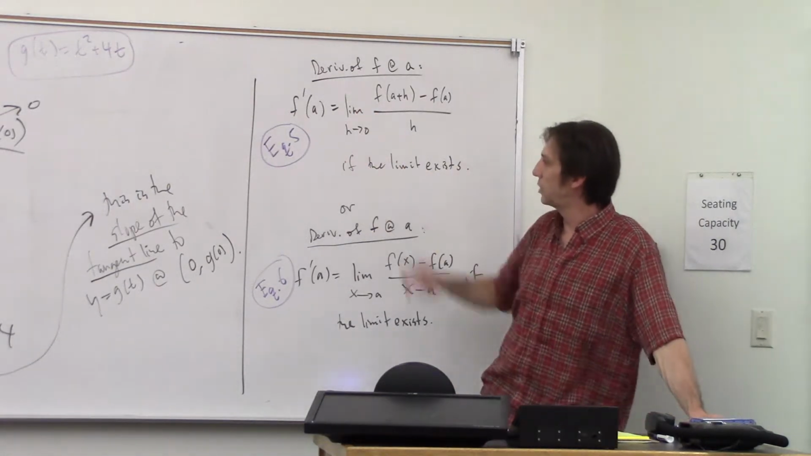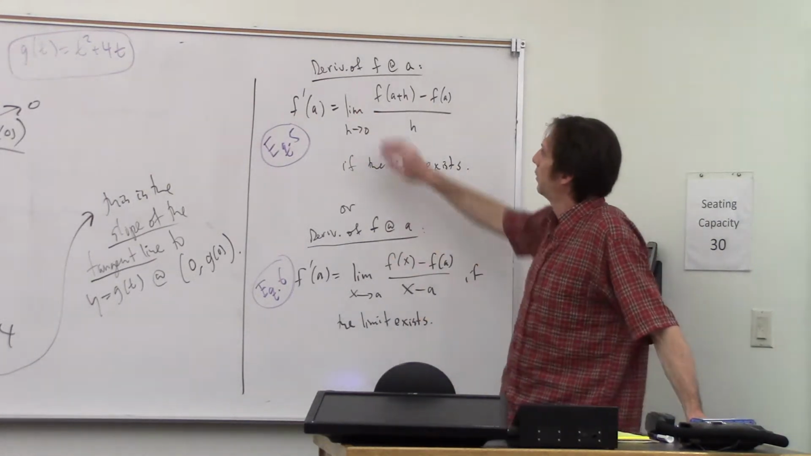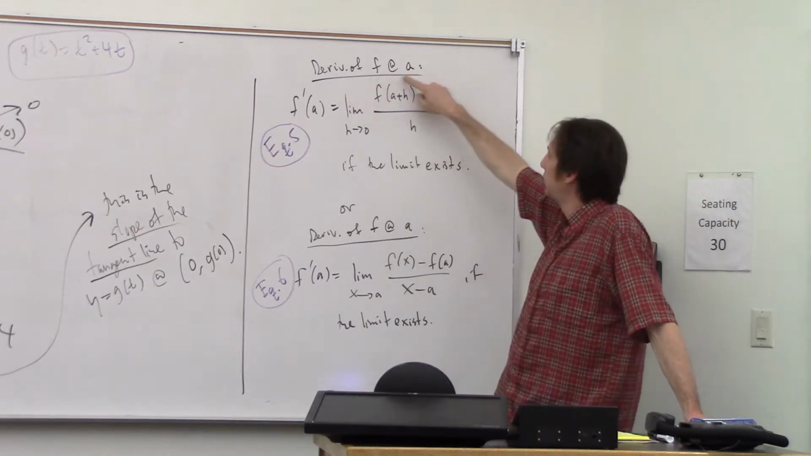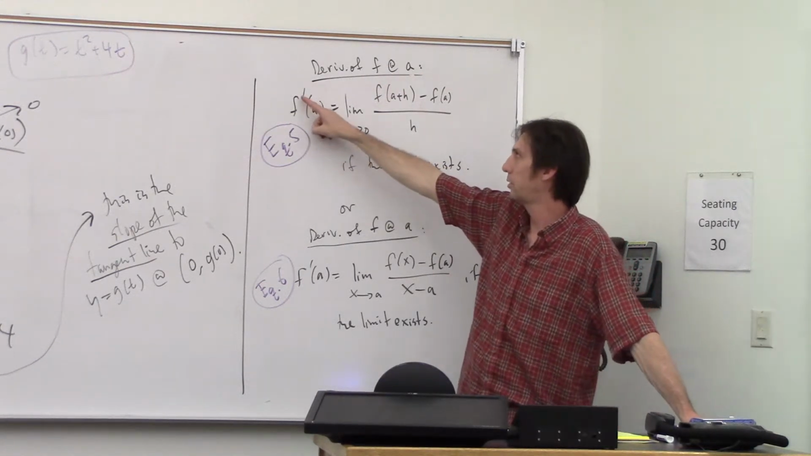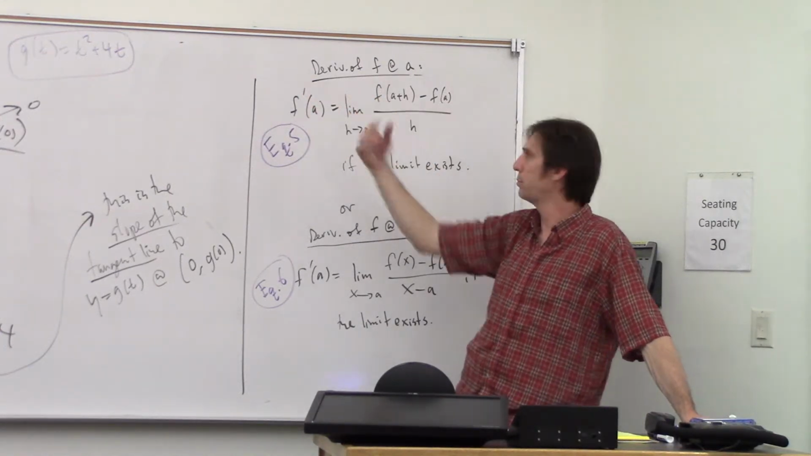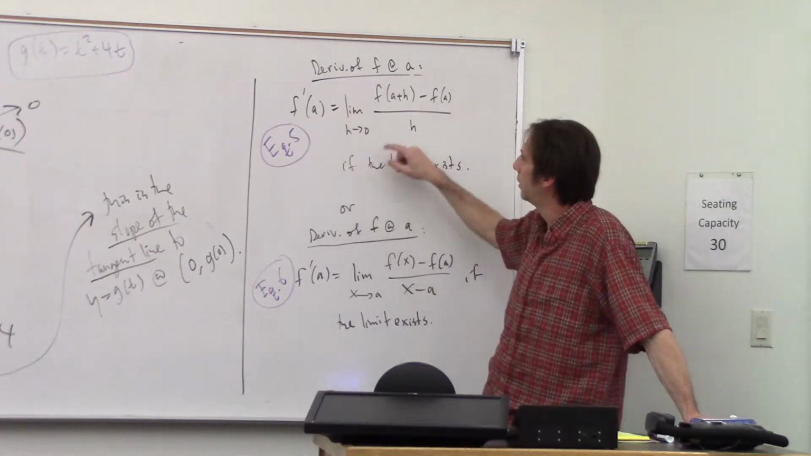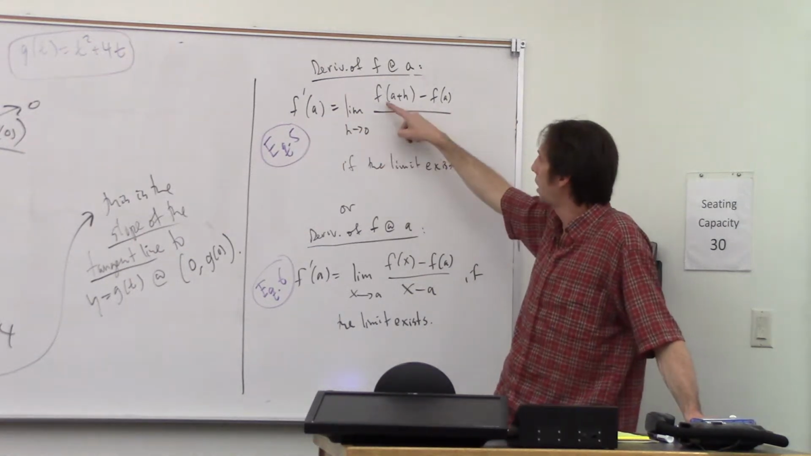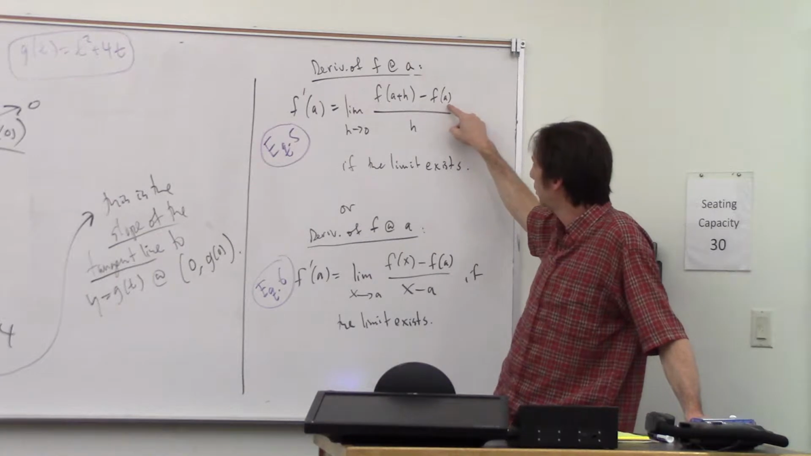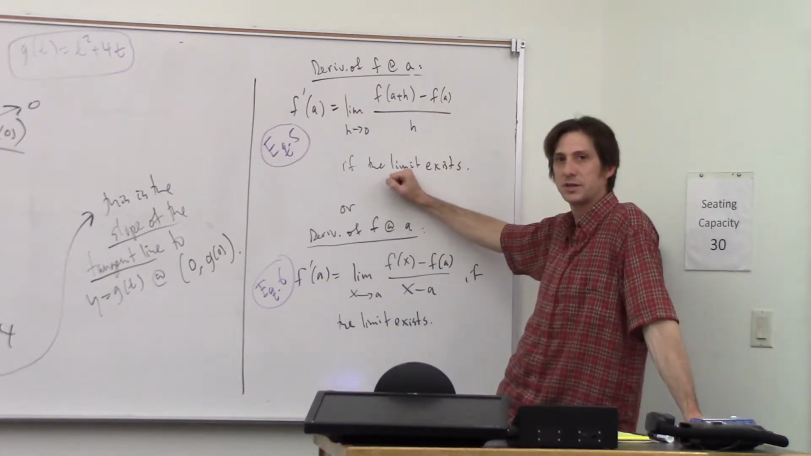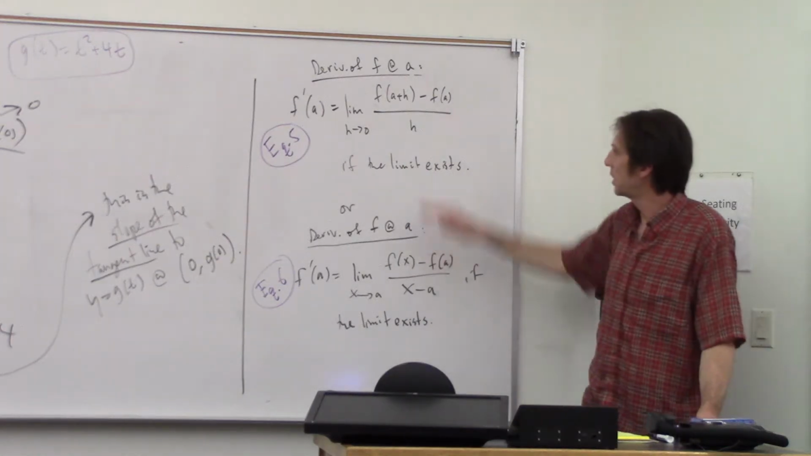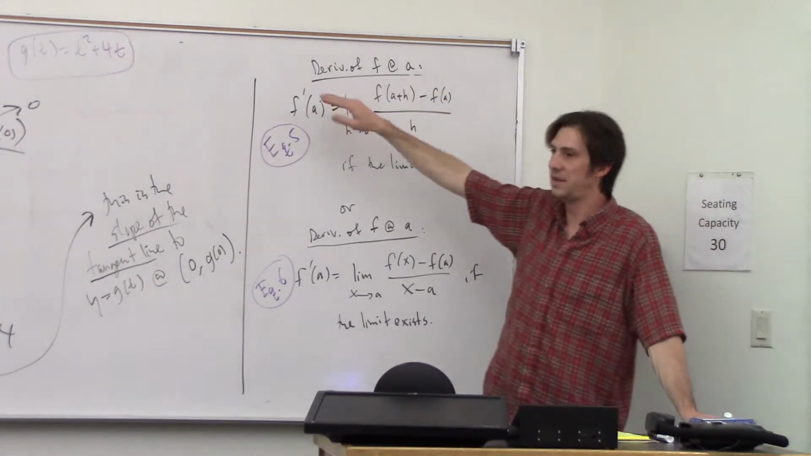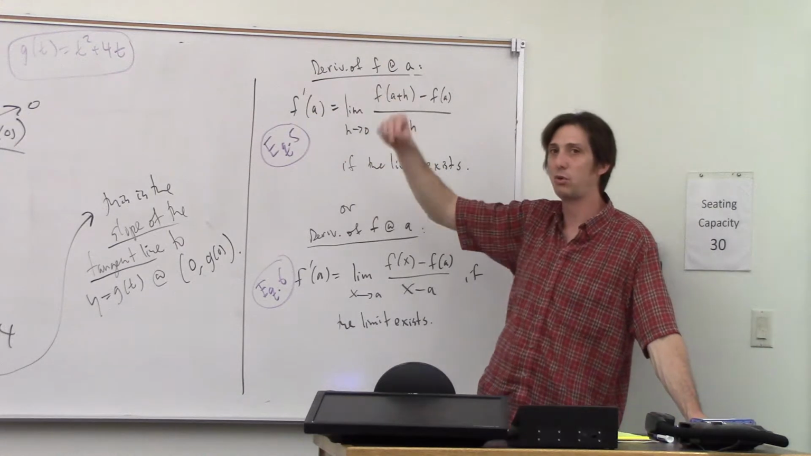In particular, here's equation 5 from the section. The derivative of the function f at the number a is f prime of a. This apostrophe here is called prime. So f prime of a is the limit as h goes to 0 of f of a plus h minus f of a over h, as long as the limit exists. We've seen examples where limits don't exist. But if this limit exists, that's the derivative of the function at that point a.